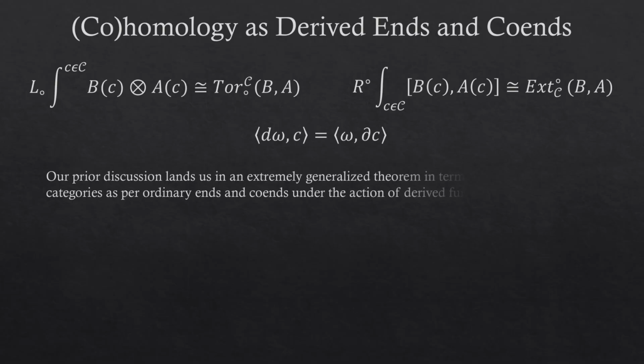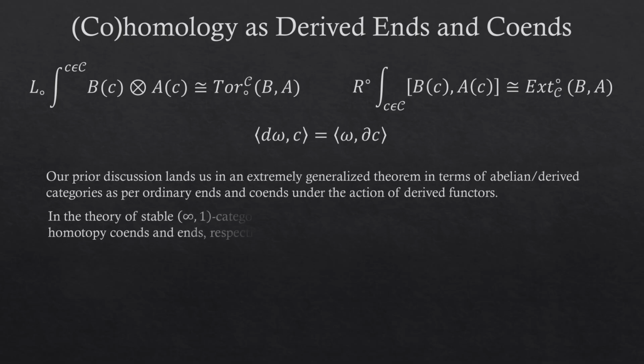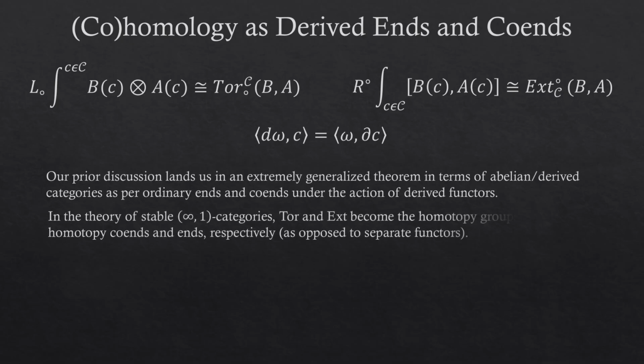So our prior discussion lands us in an extremely generalized theorem in terms of abelian or derived categories as per ordinary ends and coends under the action of derived functors. In the theory of stable infinity 1 categories, for example, Tor and Ext become the homotopy groups of homotopy coends and ends, respectively, as opposed to just separate functors.